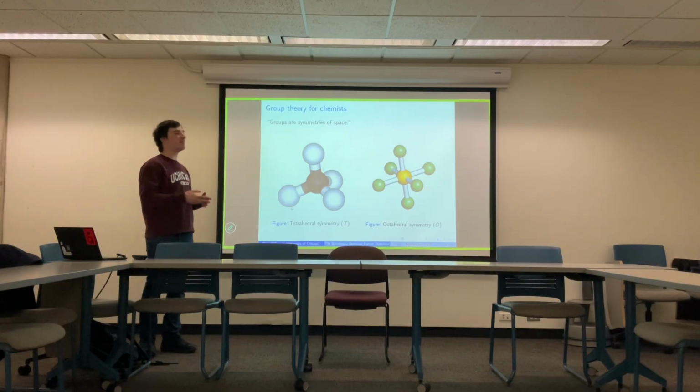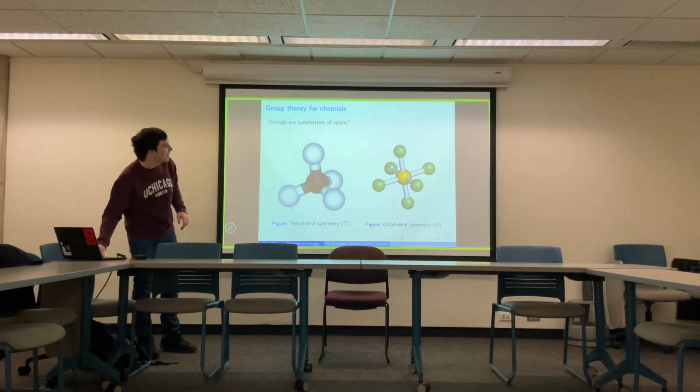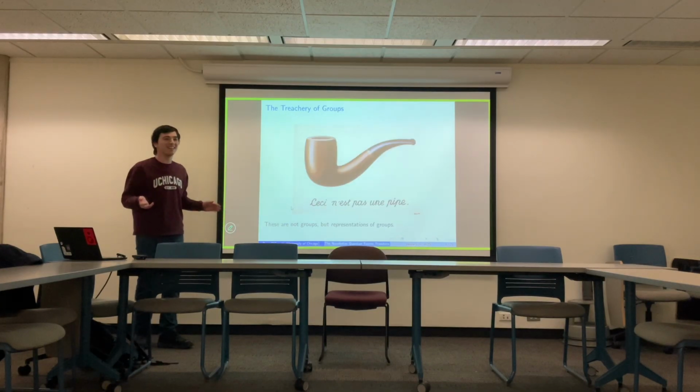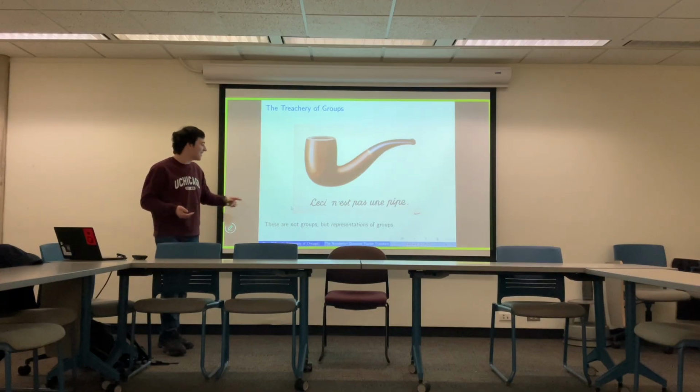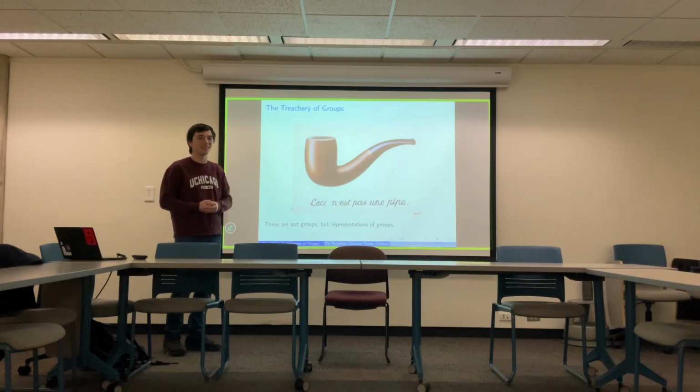And while this is a nice picture to have when you're thinking about groups, really, in a kind of Magritte sense, these are not groups. So does anyone know what this painting's called? Seems French. It is French, yes. This is René Magritte's The Treachery of Images.